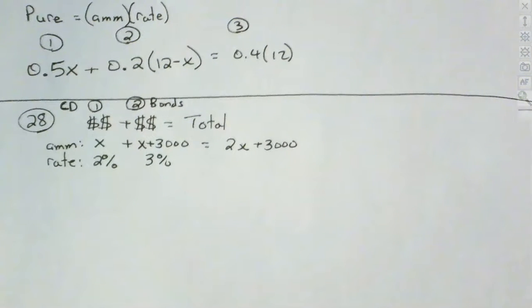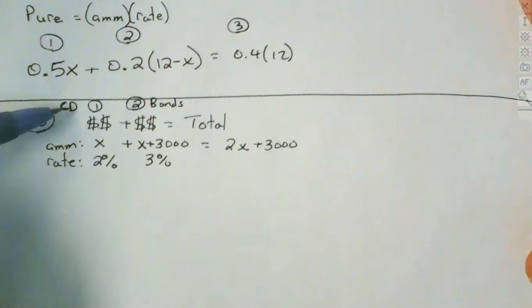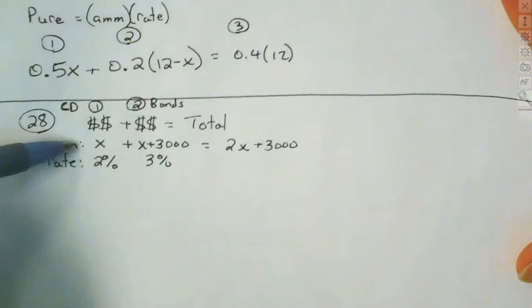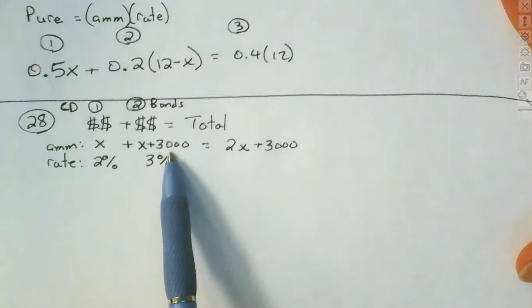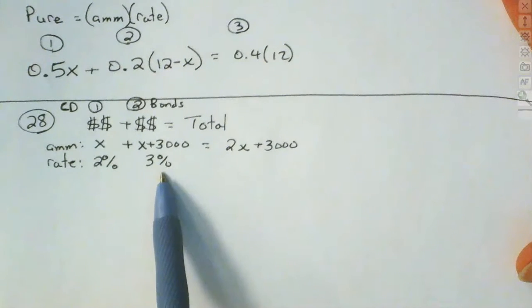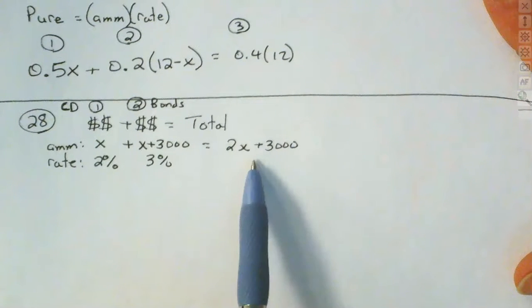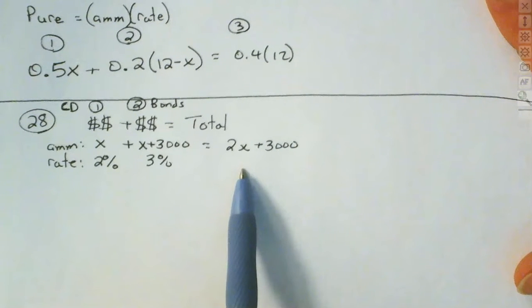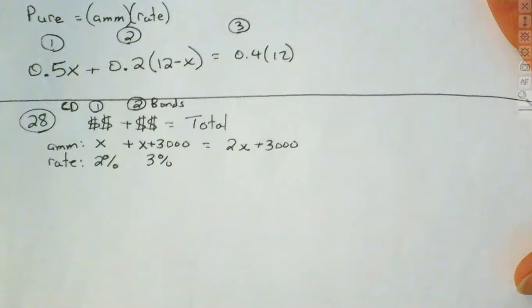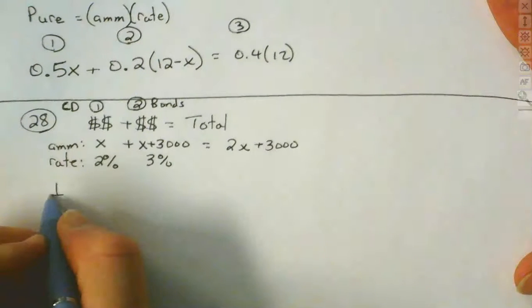So we have some bonds. Unknown amount of money in the bonds. They pay 2%. CDs. So CDs pay the 2%, unknown amount. Bonds, there's $3,000 more in the bonds. They pay that 3%, so a little bit higher. The total over here, that's fine. We don't have a rate. And don't worry about that, because we now need to worry about the interest.